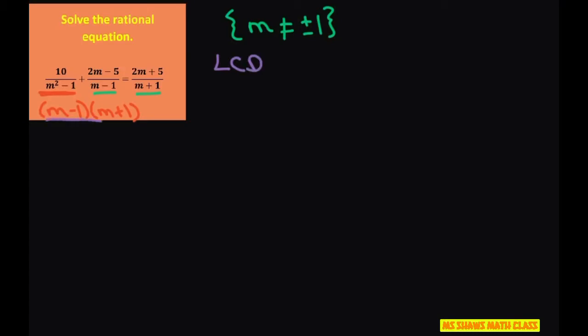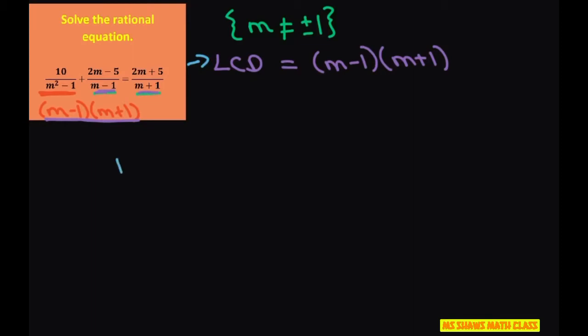The next step is to find your LCD, your least common denominator. So we already have these two that have to go together, and they're separated out here. So your LCD is just going to be m minus 1 times m plus 1. The reason we're doing this is we want to clear the fractions.